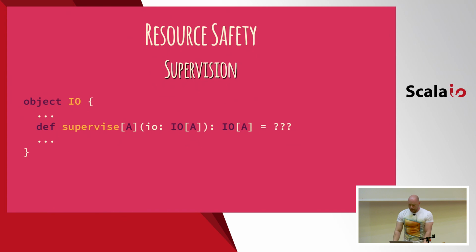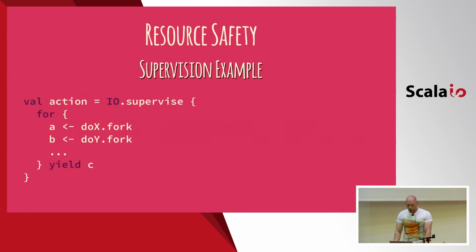The final combinator that we're going to talk about is called Supervised. And Supervised does something pretty novel. You call it on a big old block, a big I/O of A. And what it does is, after that I/O of A terminates, finishes, any fibers you forked inside the body of that will be terminated.